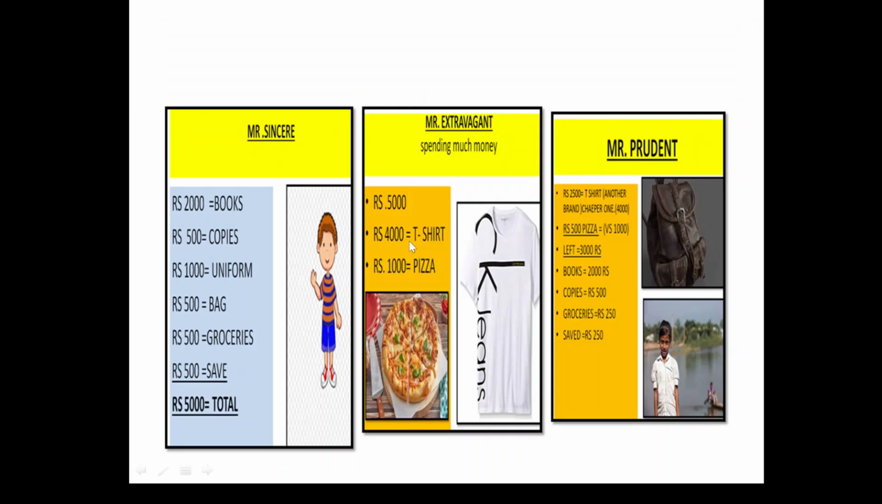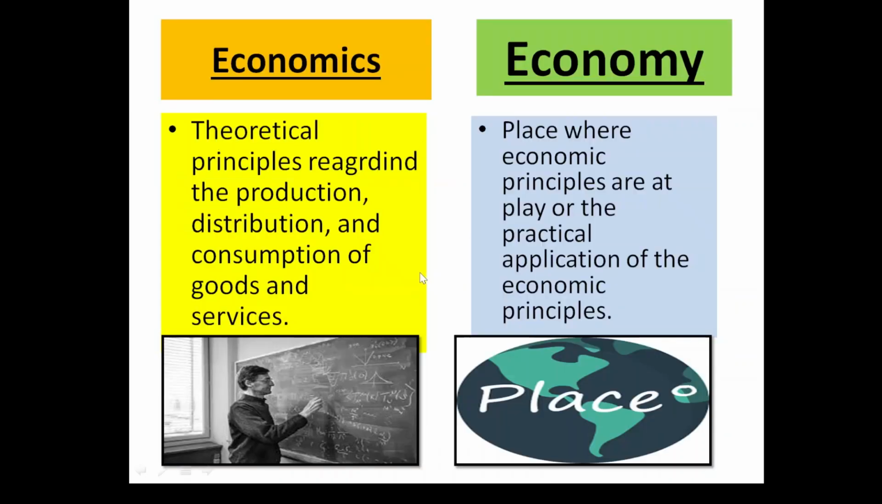For example, we have seen all the three friends buying some goods and services in a place. Suppose all the three friends lived in Delhi. So now this is the economy, or the geographical area of Delhi. Economy is related to a place, whereas economics is related to the theoretical principles which are in play.